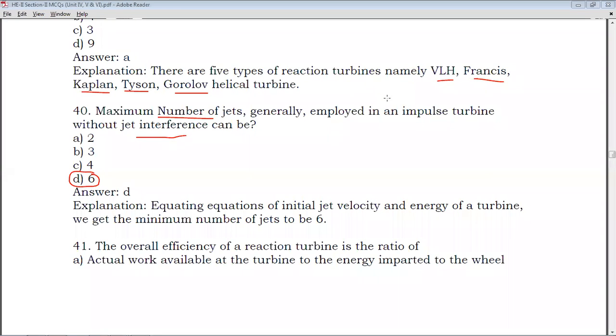And I will give you two important websites for MCQs. One is Sanfoundry. I'll write it down in the chat box. And the second is Examveda.